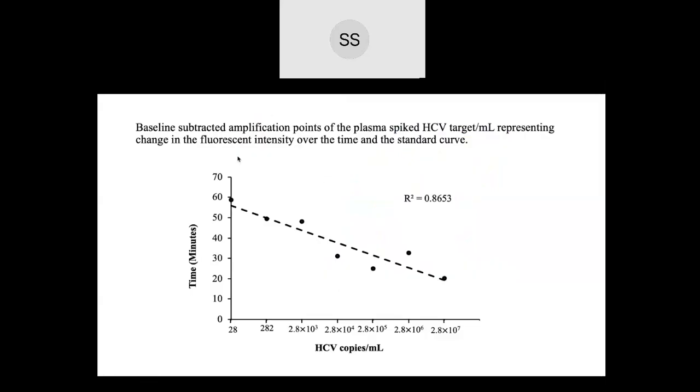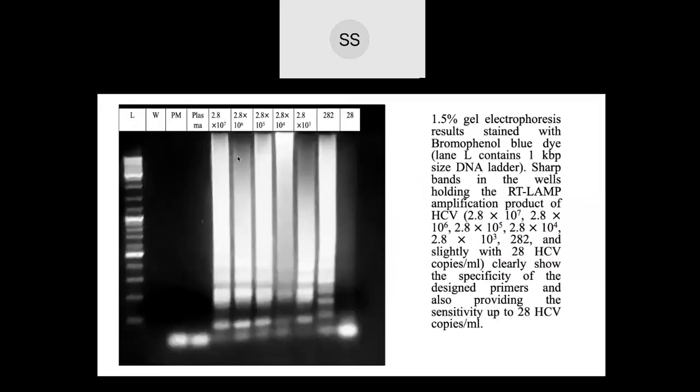Again, we plotted the baseline value, and we observed a good fitted line with an R-squared value of 0.86. These results were further validated with 1.5% gel electrophoresis, where the resultant products were stained with bromophenol blue dye. As you can see, long sharp bands are observed in the reactions containing the LAMP products, and no bands are formed in the reactions where amplification did not occur.